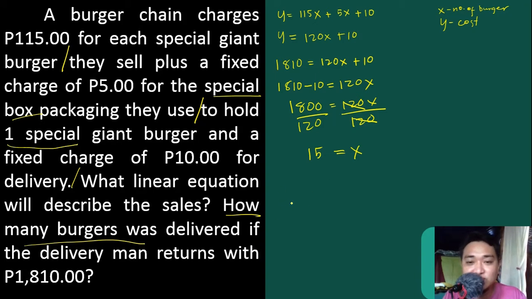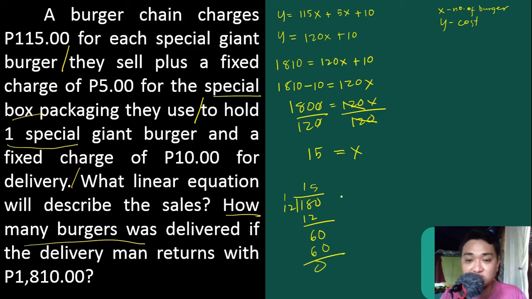Try nga natin mano-mano. So cancel natin yung zeros. So that is 180 divided by 12. 18 divided by 12 is 1. That is 12. Let us subtract. That is 8 minus 2. That is 6. And then bring down 0. That is 60. 60 divided by 12 is 5. 5 times 12. 5 times 2 is 10. 5 times 1 is 5 plus 1, 6. Okay. So, tama. 15 nga, no?